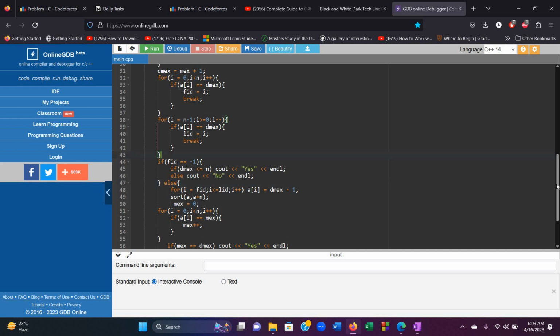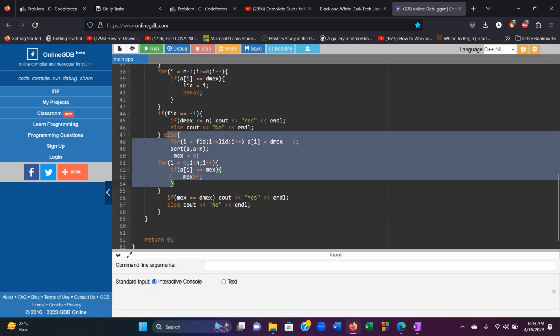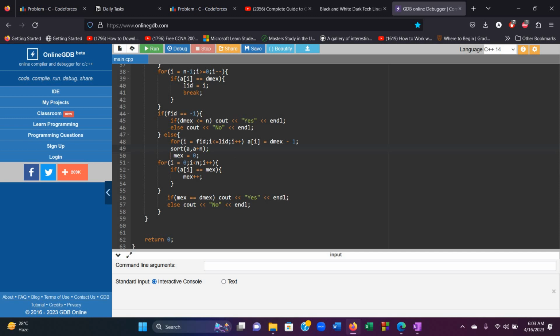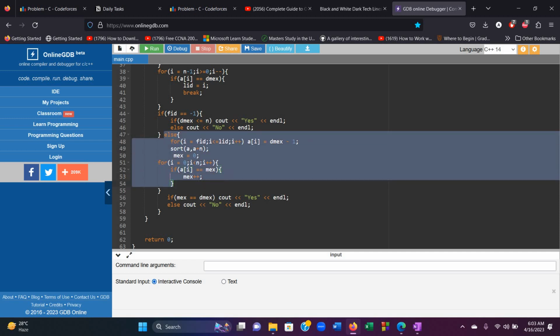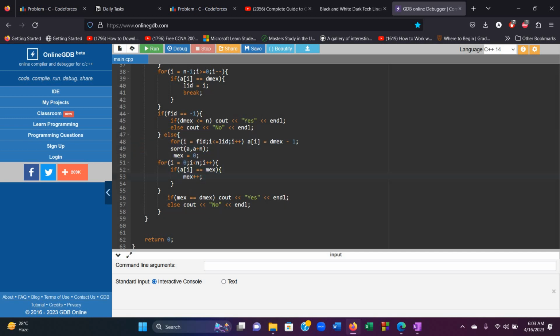But apart from that, that's the general part. And that's the aftermath MEX part. After trying out the best possible solutions, I'm going to check whether that MEX is equal to m plus 1 or not. So if it's equal, then it's going to be yes, otherwise it's going to be simply no.